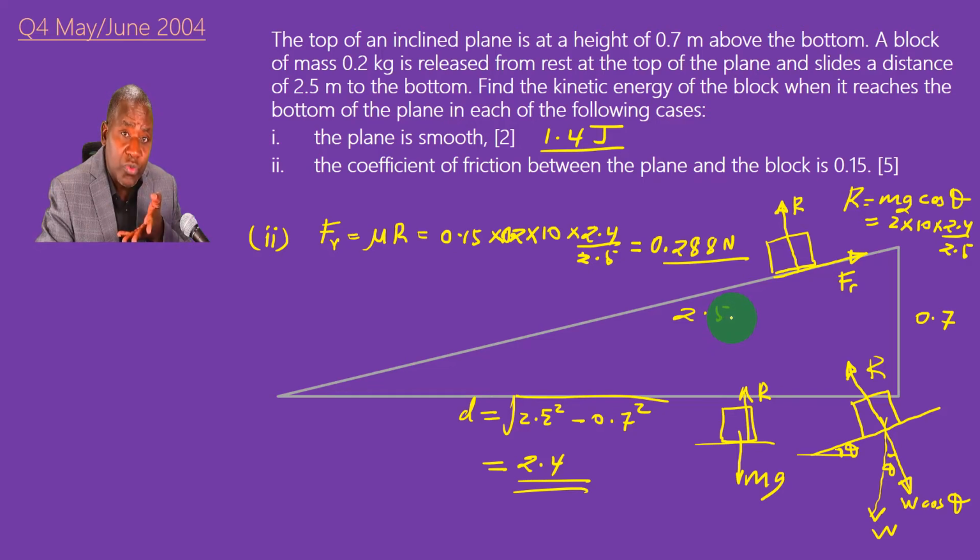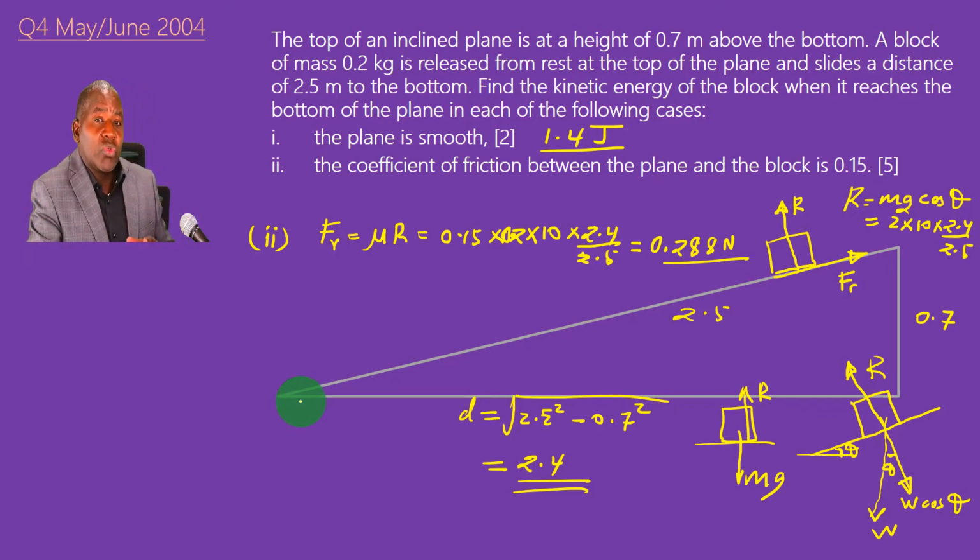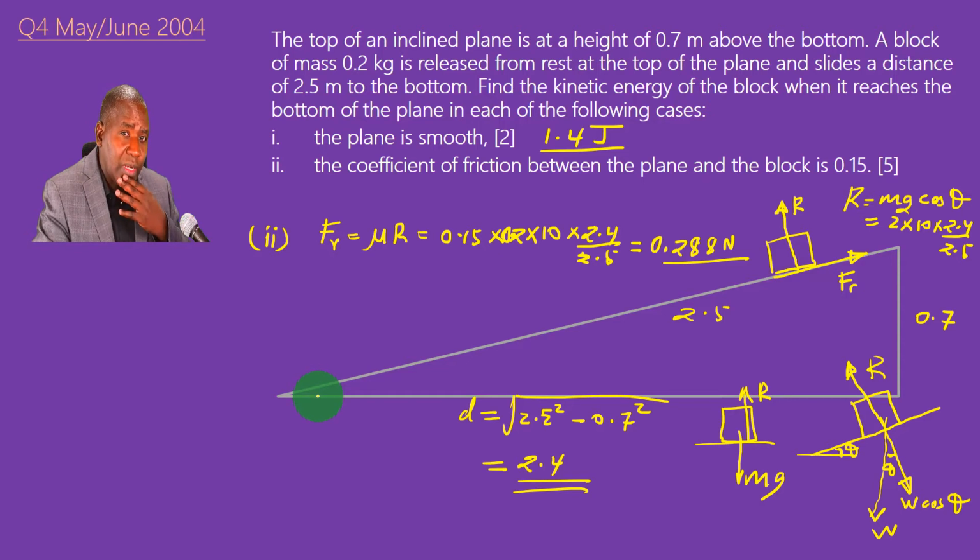If it is 2, I multiply it by 2.5, it's going to give me something almost like 4 or 5 joules. There is no way the work done against the friction can be greater than the kinetic energy the object would have here if there was no resistance. You should be able to do such mental checks, and it helps you to counter check your answers as you go along, because you are using certain principles.